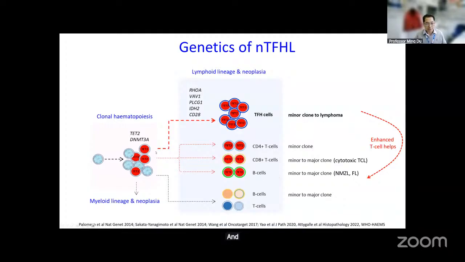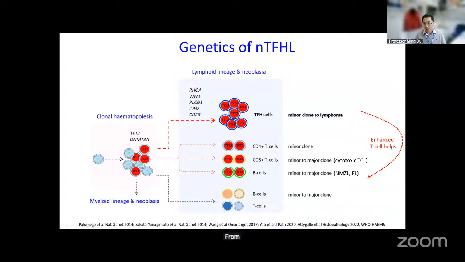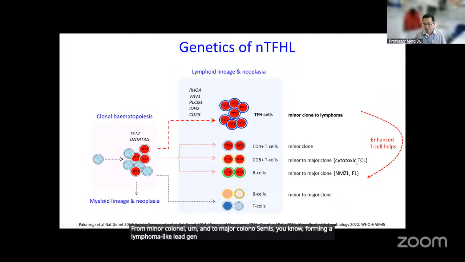And also these mutant cell populations can give rise to progenies in T and B cells. Again, this can manifest from minor clonal to major clonal, sometimes forming a lymphoma-like lesion like cytotoxic T cell lymphoma or nodal monozygotic or follicular lymphoma.